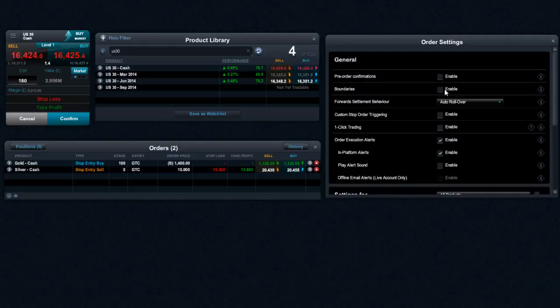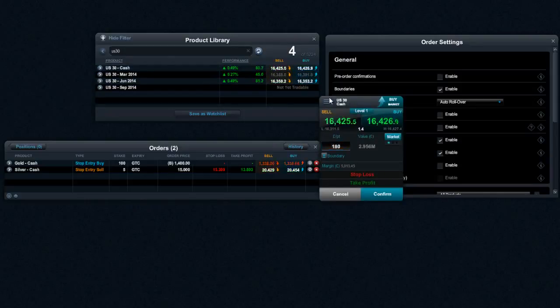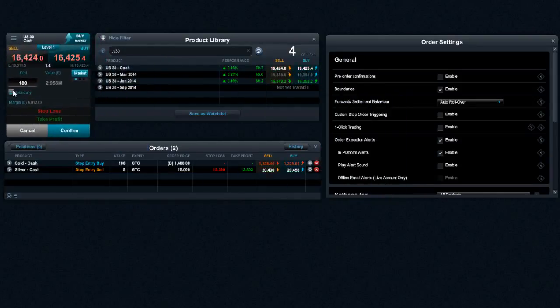So essentially, when I enable this in my order settings area, I'm just going to close this ticket right here and reopen it again. Now you'll notice that there is an extra icon which allows you to add a boundary. If I try and place a trade right now at this price, that is my screen price. When it executes, that's my execution price.